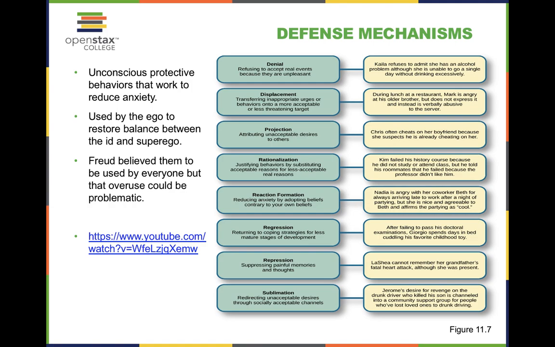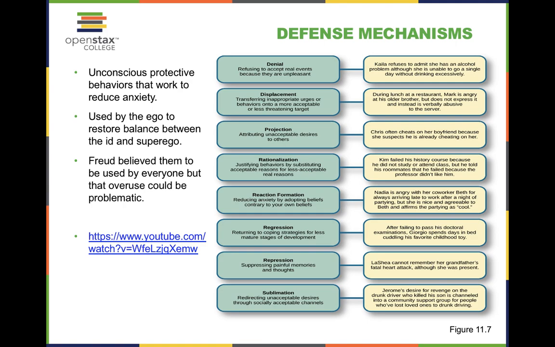Okay, regression. This is whenever we return to coping strategies from less mature states of development. So, for example, after failing to pass his doctoral examinations, Giorgio spends his day in bed cuddling his favorite childhood toy. And other people, whenever something happens to them in life, they don't get what they want, they may engage in an adult temper tantrum. They act out in a less mature state instead of just dealing with their emotions on their own time and with the help of a therapist. They don't exactly know what to do, so they engage in childlike or less mature states to cope with the situation.